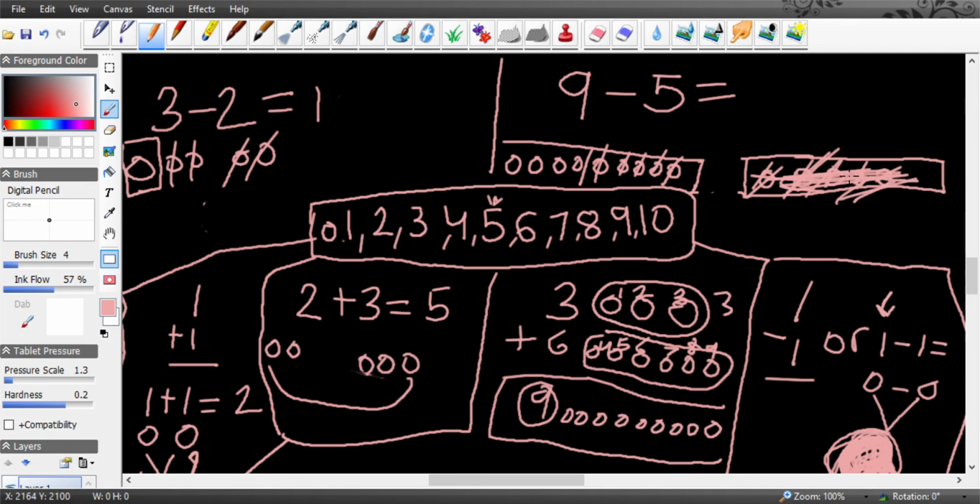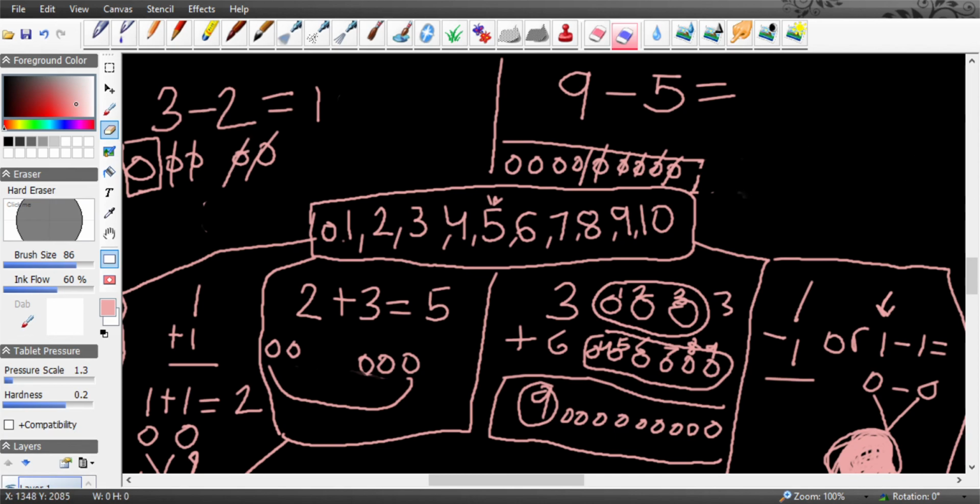5 was already here, so we're just gonna take off the whole thing. And then we're going to have 1, 2, 3, 4. 4 circles. Hope you understood that.